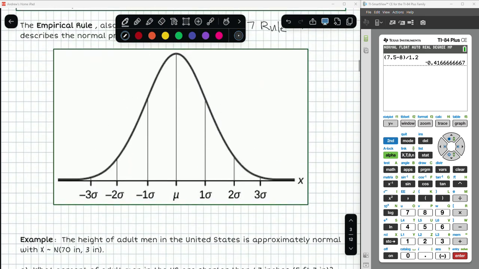What the empirical rule tells us is that within one standard deviation of the mean, we expect about 68% of the data. So more than half the people in a normally distributed probability set should sit within one standard deviation below the mean and one standard deviation above.